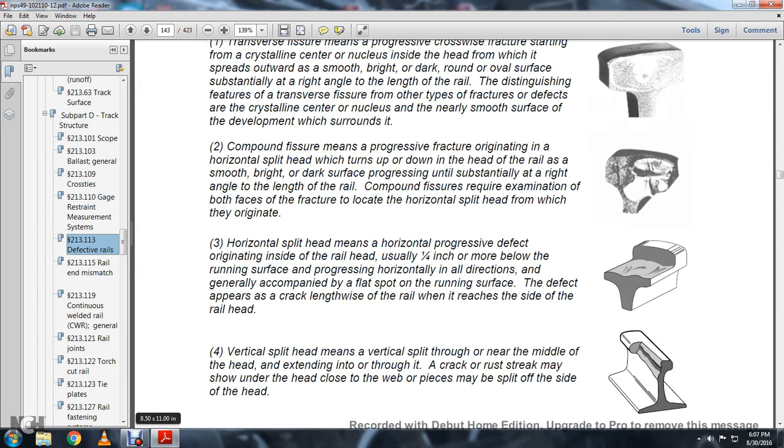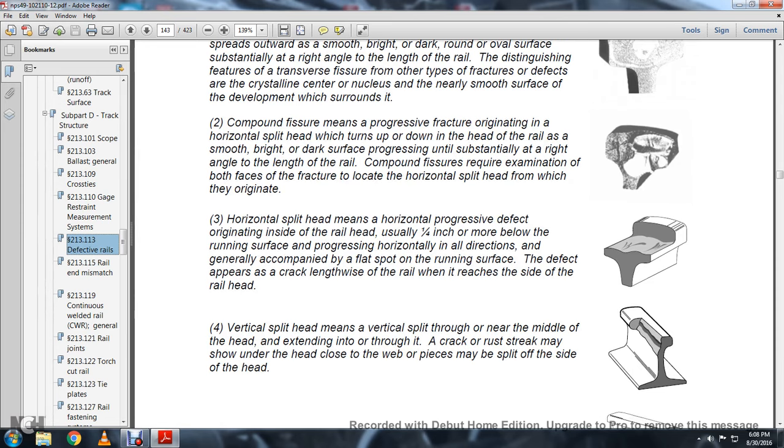Compound fissure means a progressive fracture originating in a horizontal split head, which turns up or down in the head of the rail as a smooth, bright, or dark surface progressing until substantially at a right angle to the length of the rail. Compound fissures require examination of both faces of the fracture to locate the horizontal split head from which they originate.